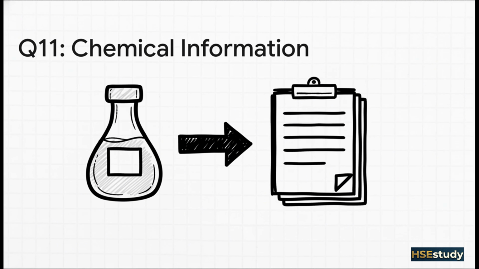Okay, question 11. You're working with a chemical and you need the full, detailed safety information. Where do you go? You go to B, the Safety Data Sheet, or SDS. The label on the container is great for a quick look. It gives you the basic warnings. But the SDS, that's the full encyclopedia. It has everything you need to know about hazards, first aid, PPE, the whole 9 yards.